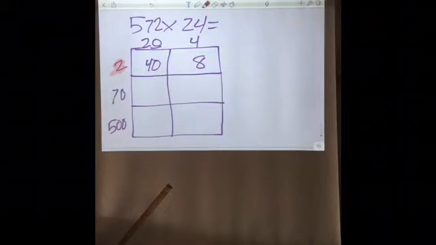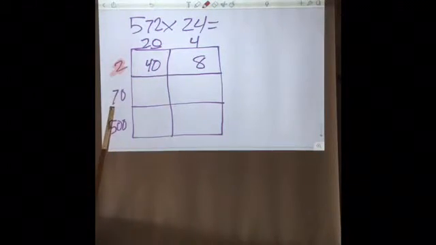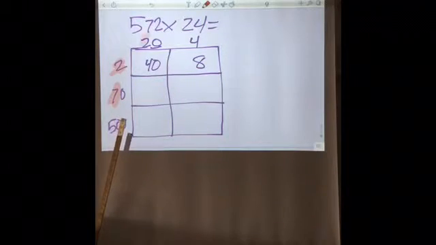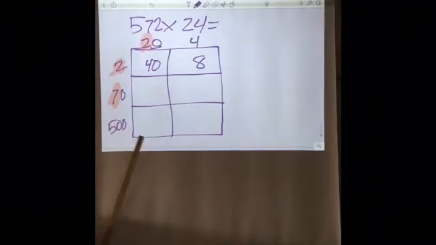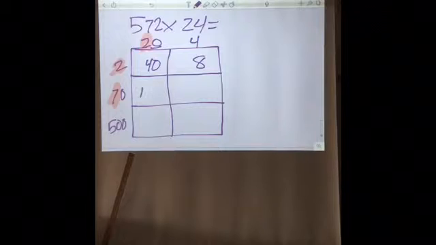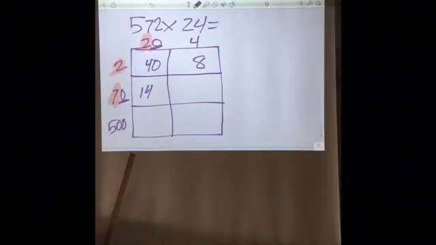Do you remember our pattern? I'm going to multiply the 7 times the 2. 7 times 2 is 14. And how many zeros do I have? 2. 1, 2 zeros. So this is going to give me 2 zeros, right?